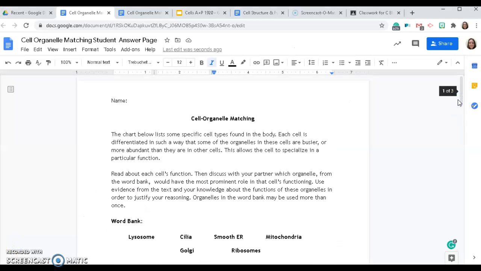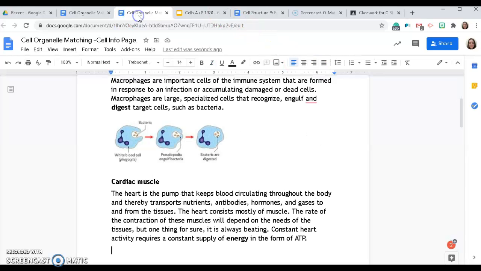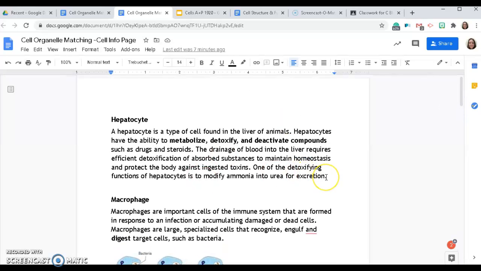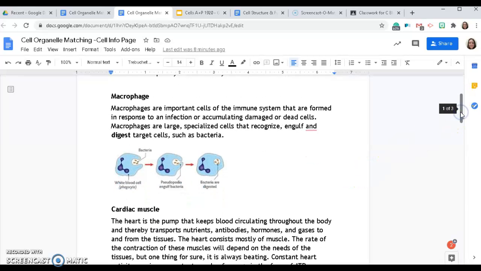So for this activity, you are going to read about some specific differentiated cell types found in the body. And each cell is differentiated in such a way that some of the organelles are busier or more abundant than they are in other cells, depending on their function. What you're going to do is on the cell organelle matching cell info page, you're going to read about each of these cell types and their functions. And some of these also include some pictures. And then as you read, you're going to think about which organelle is best going to help this cell achieve that function.